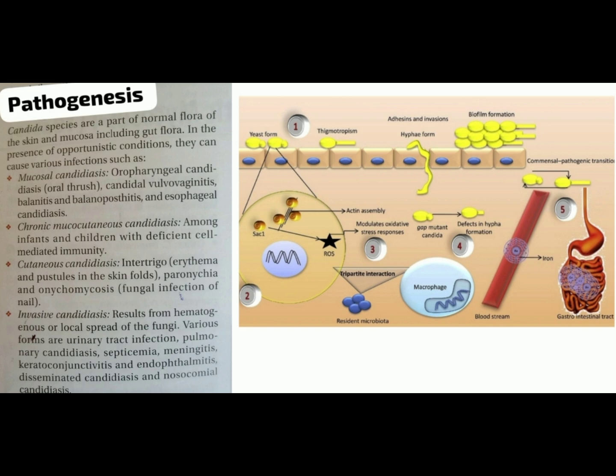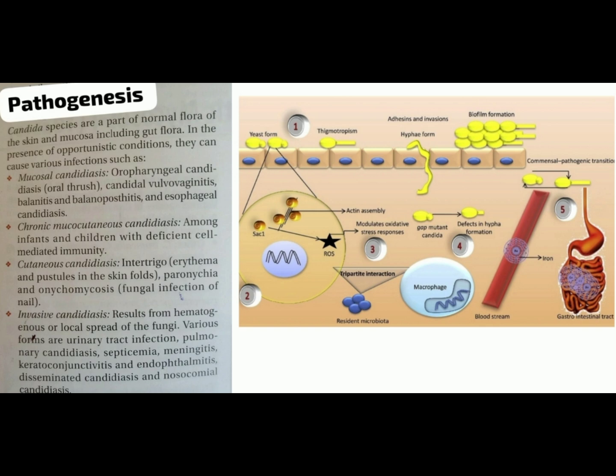Let's discuss pathogenesis. Candida species are part of the normal flora of the skin and mucosa, including gut flora. In the presence of opportunistic conditions, they can cause various infections such as mucosal candidiasis, chronic mucocutaneous candidiasis, cutaneous candidiasis, invasive candidiasis. Let's study mucosal candidiasis: oropharyngeal candidiasis, oral thrush, candidal vulvovaginitis, balanitis, balanoposthitis, and esophageal candidiasis.